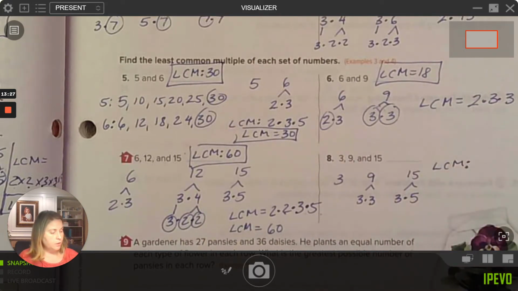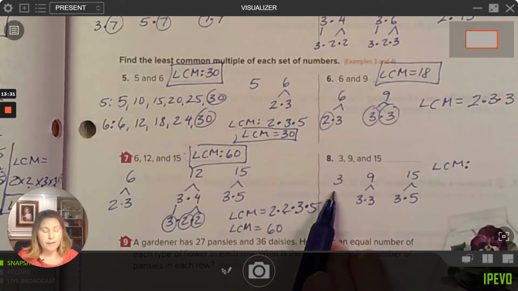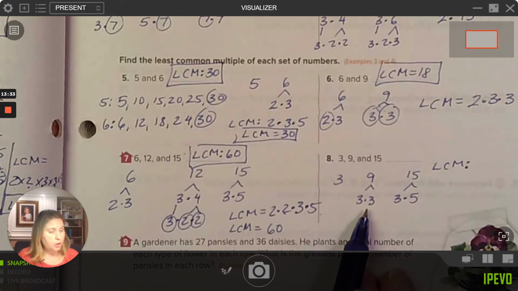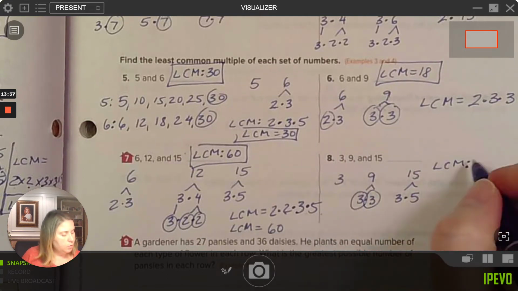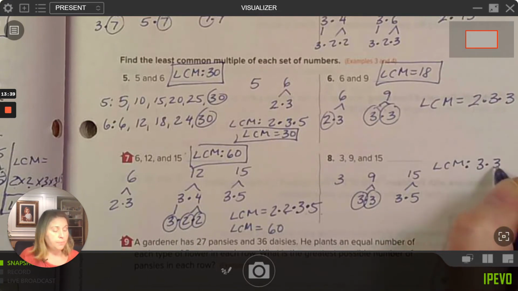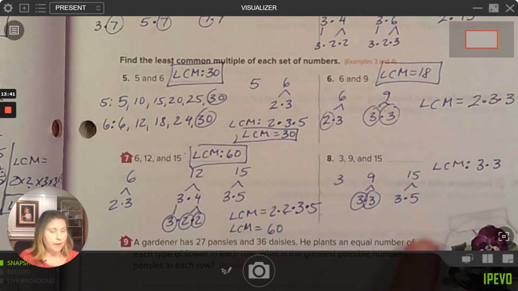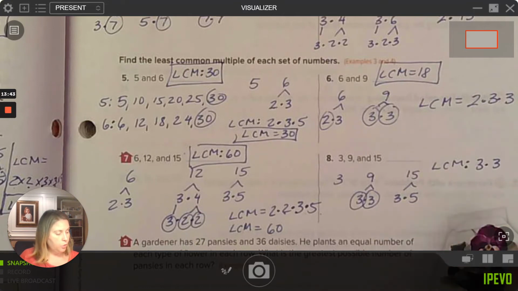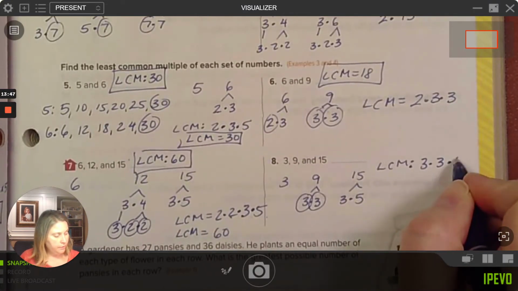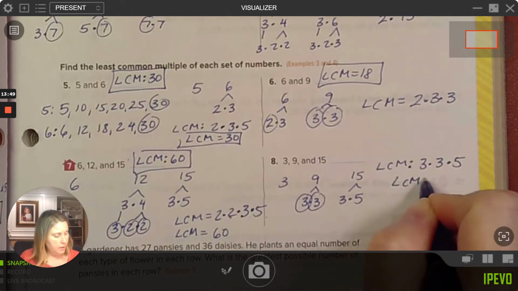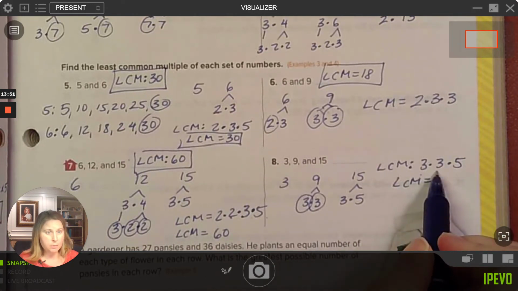Okay, so let's start with the smaller number, which is 3. There's 1 3. That's a factor of 3, obviously. But here with the 9, we have 2. So we'll take the larger. So 3 times 3. And then the next largest factor is 5. And there's only one of them anywhere, so we use that 5, that single 5. Okay, 3 times 3 is 9, times 5 is 45.